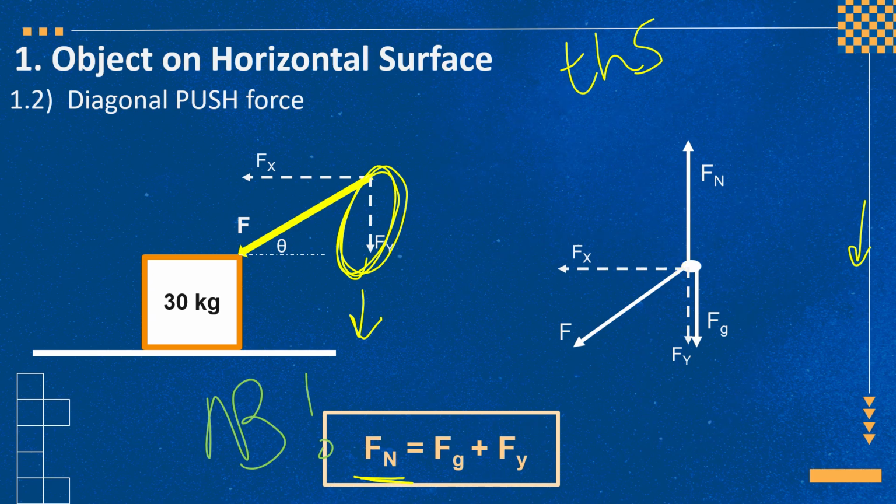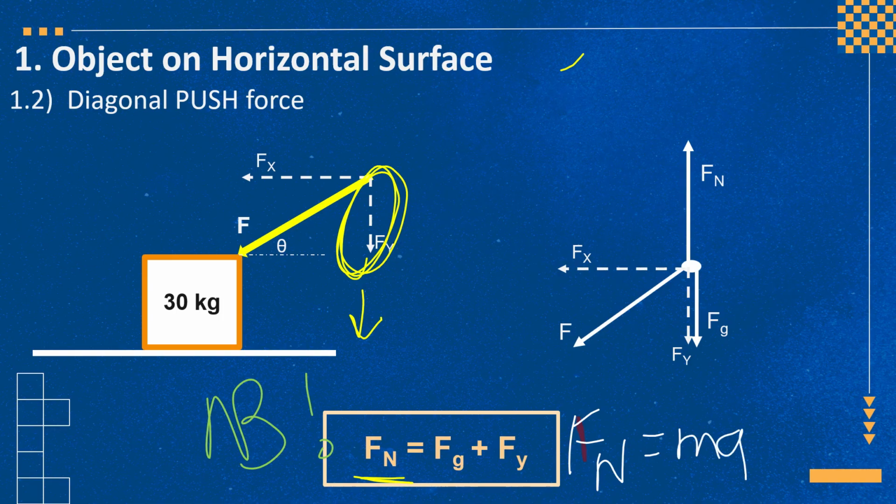Now, if you look at this equation, you can extend it a little bit more by saying that Fn, let me just get a white pen, Fn, so therefore Fn is mg, because remember, gravitational force is equal to Fg, and then your y component, guys, is here.